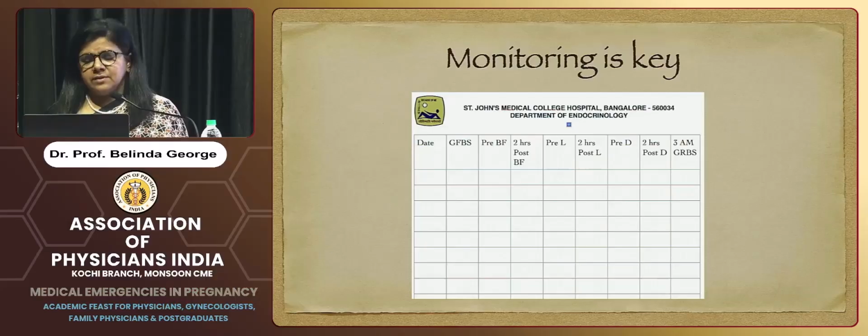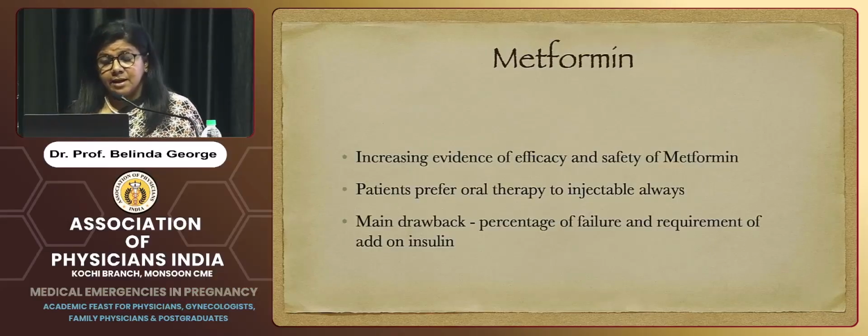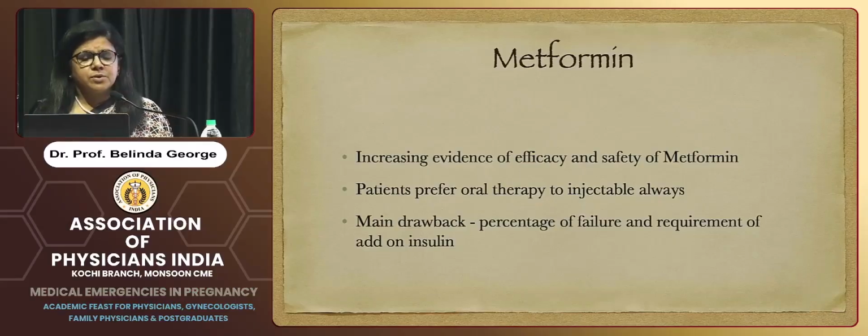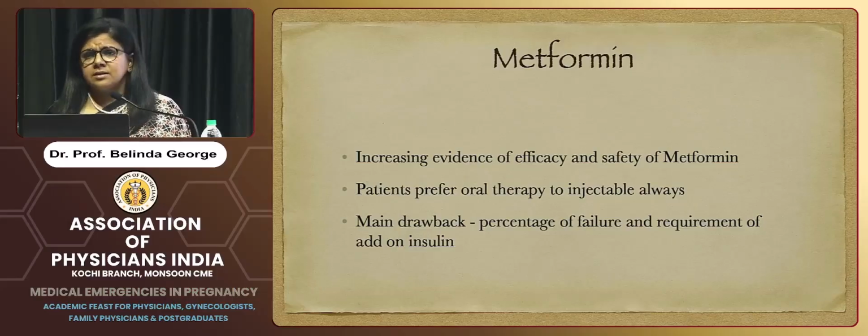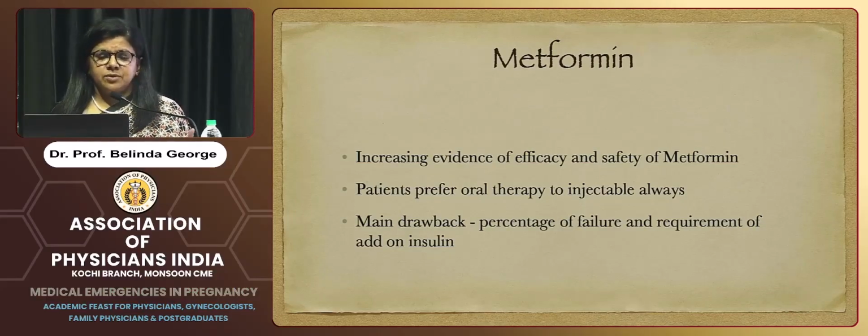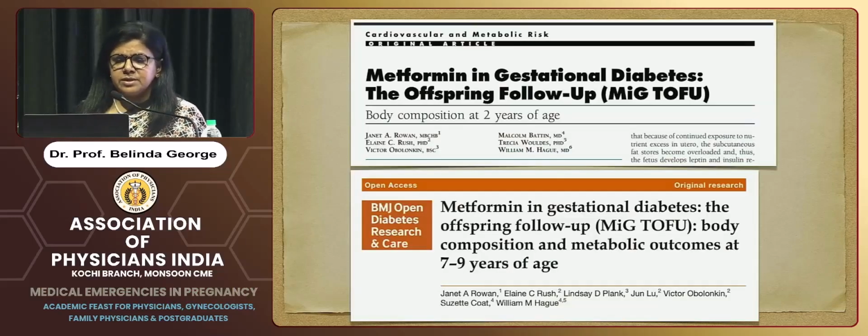And if you do not achieve glycemic targets, the baby is going to be big and have adverse outcomes. So metformin, of course, is becoming very popular these days, and patients always prefer an oral to an injectable. But the main drawback is that, number 1, sometimes because of gastritis, patients tend to vomit. Number 2, metformin alone rarely is sufficient to control blood glucose. At least 50% of treatment failure is seen if you're trying to use metformin alone. So usually we can use it as an adjunct to insulin.